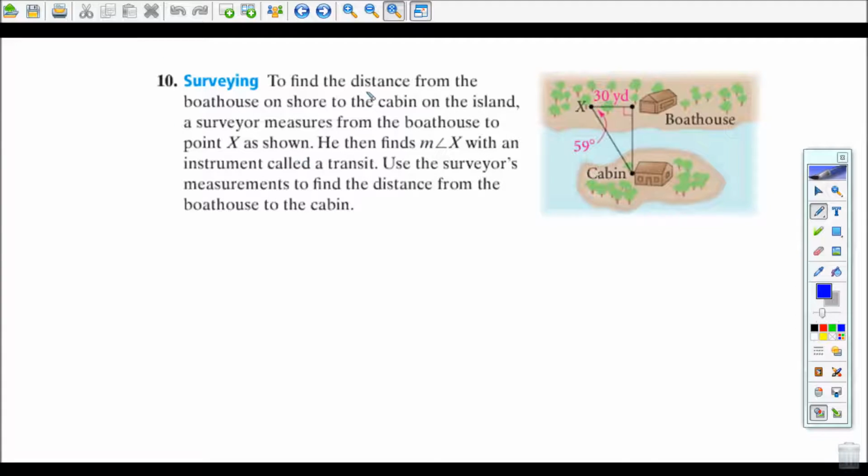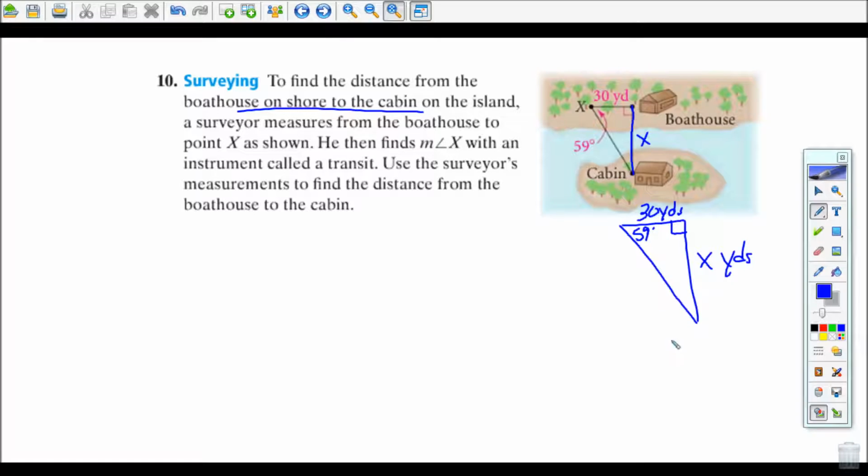So to find the distance from the boathouse on the shore to the cabin, a surveyor measures from the boathouse to point X as shown. Then he finds the measure of angle X with an instrument called a transit, using the surveyor's measurements to find the distance from the boathouse to the cabin. So the distance from the boathouse to the cabin, we're going to put X because that's what we're trying to find. I'm going to redraw the triangle so it's easier for me to see the measurements. So 59 degrees, this is 30 yards, and this is X yards.